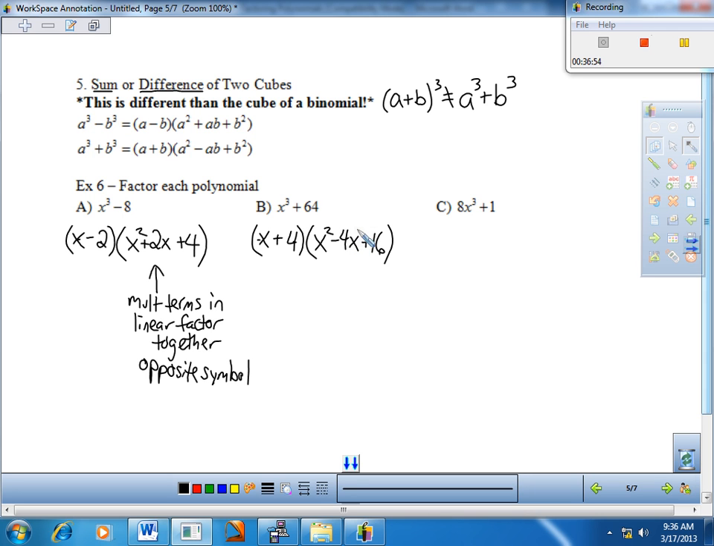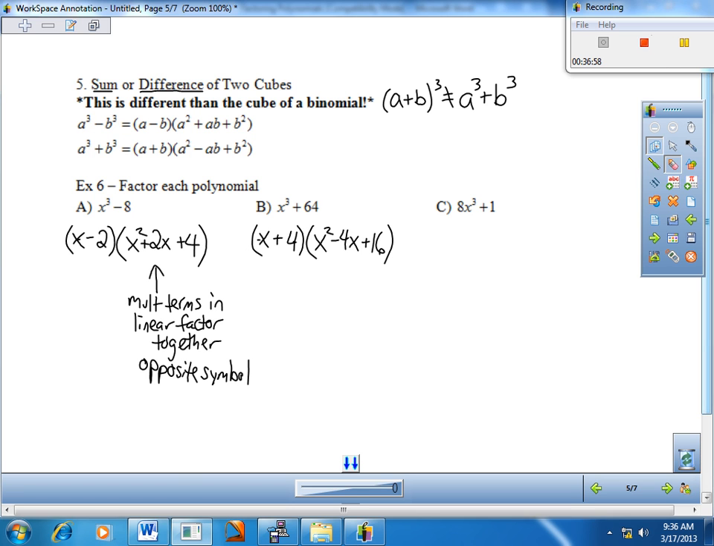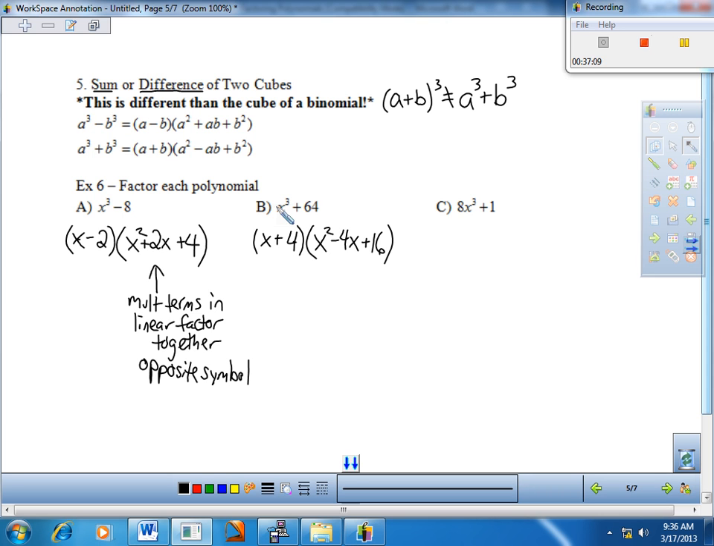And there it is. Sorry, I put a little negative in there accidentally. Let's get rid of that just in case it freaks you out. There we go. Now it looks good. And there it is. Try multiplying it out, guys. You're going to get x cubed plus 64. Okay, last one here. Here we go.